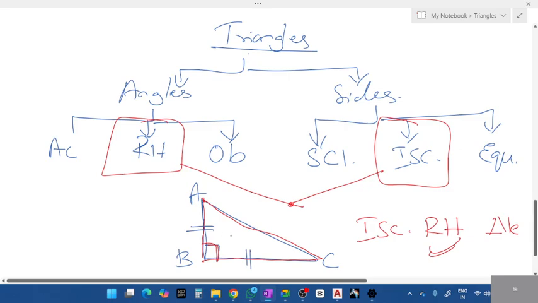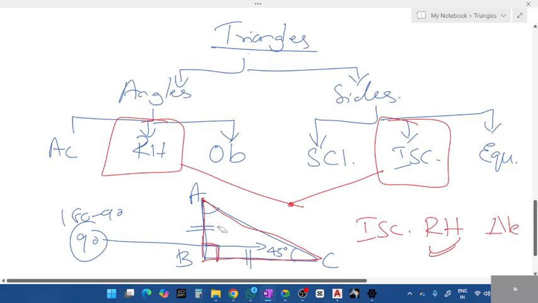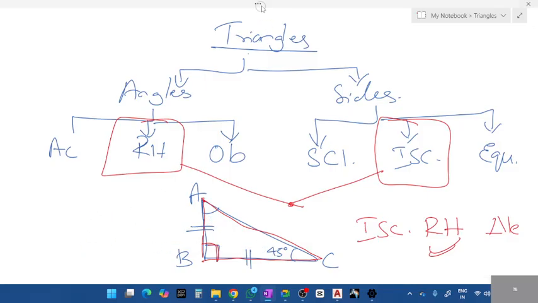If AB and BC are equal, what will be their value, students? 180 minus 90 is 90. If both are equal, then what will be the value of these two if both are equal? 90 divided by 2. How much is 90 divided by 2? 45 degrees.